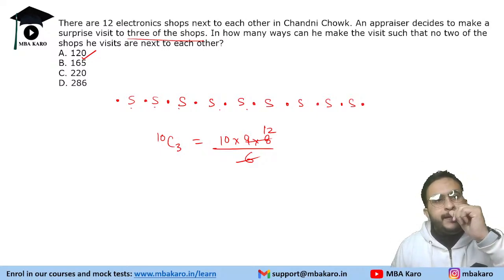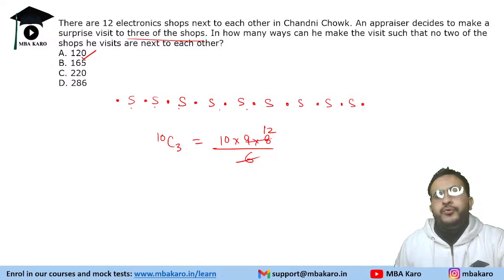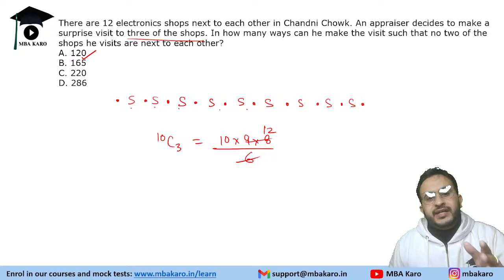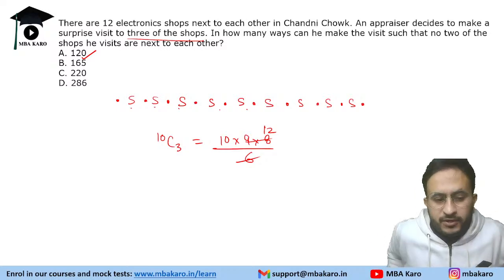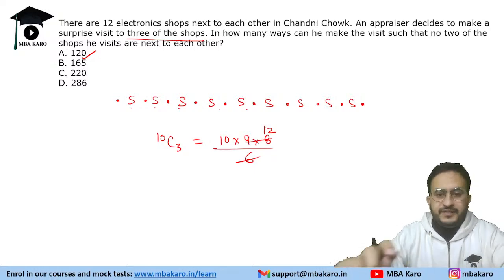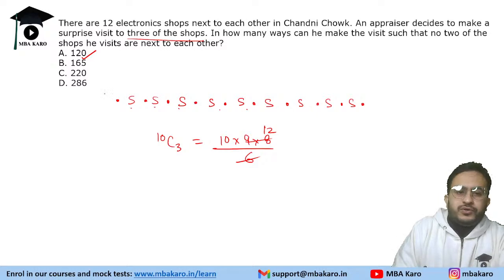Similar kind of questions are like this: that there are 12 people and there are 3 boys. In how many ways can they stand such that no two boys are together? So we will create barriers using girls, and there we will apply the principle of permutations. Here we just have to select the shops. There you will do the arrangement also. So first try to place the things that he is not visiting, so make them as barriers.